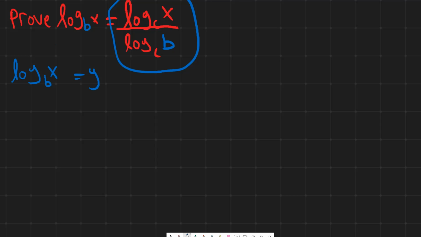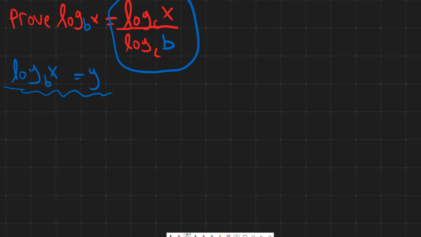by log base c of b, then if log base b of x is equal to y, and at the same time y is equal to log base c of x divided by log base c of b, then they're equal to each other if we're able to push y in that direction from here. So that's what I'm going to aim to do, and let's get to it.